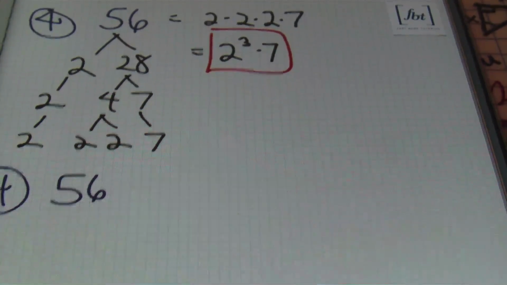Let me show you that other method now, that upside down division method. Because I recognize that this is an even number that ends in 6, that guarantees that the prime number 2 can go evenly into 56. So let's go ahead and start with that. We'll say 2 goes into 56.